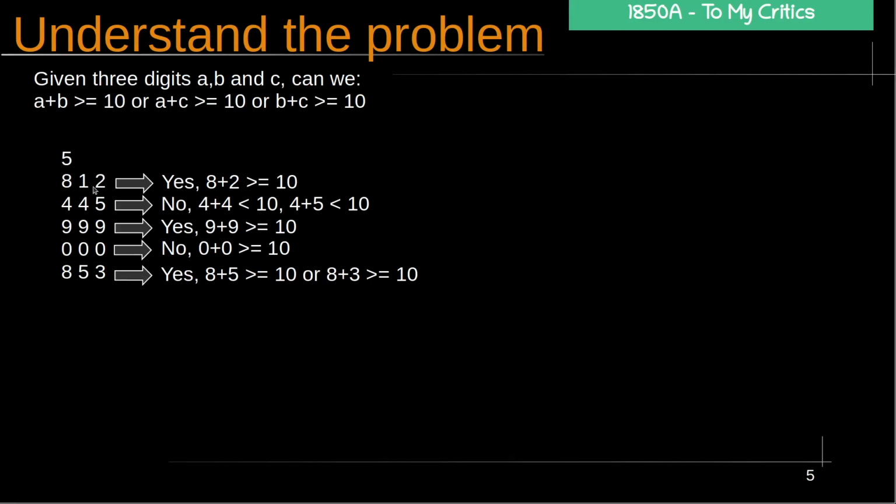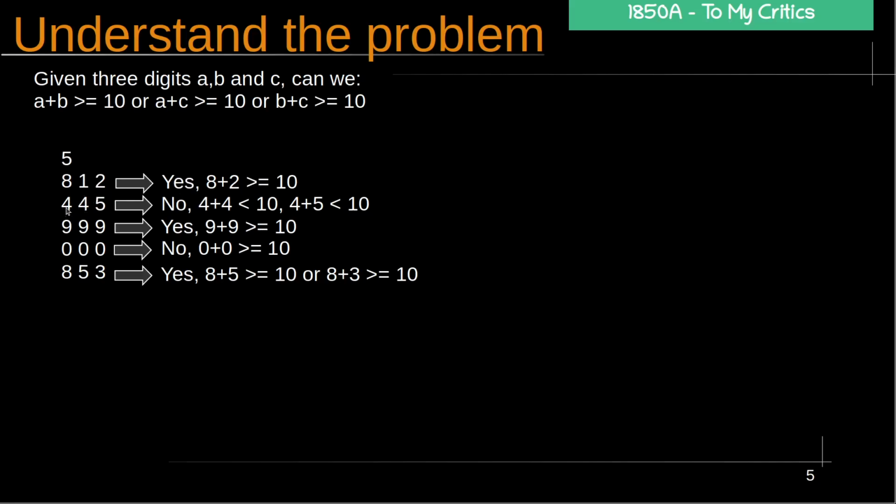What we see here for this example, we have 3 digits A, B, C, and we're trying to determine if A plus B is greater or equal to 10, or A plus C is greater or equal to 10, or B plus C is greater or equal to 10. In that case, we return yes, otherwise we return no. For example here, 8, 1, 2, we output yes because 8 plus 2 is greater or equal to 10.